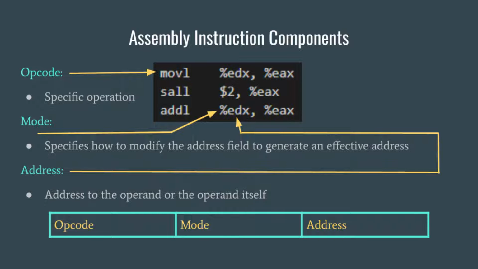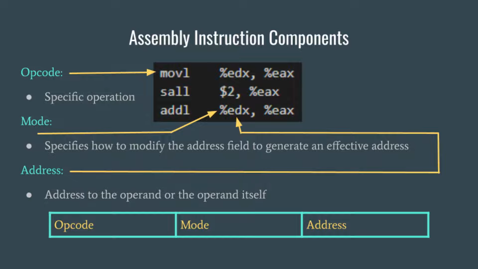address, and a mode. The opcode is the specific operation to be performed. Examples from the last slide include load, also called move, shift, and add operators. The address is to the operand of the instruction. The mode indicates the way in which the operand of an instruction is specified. In other words, the mode tells the computer how to modify the address field before the instruction is executed.